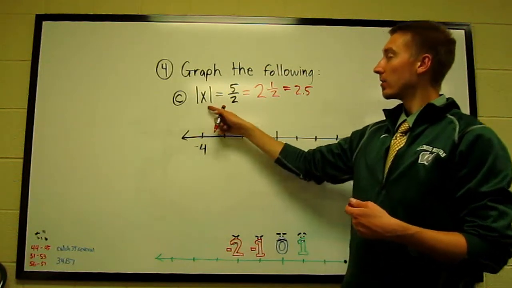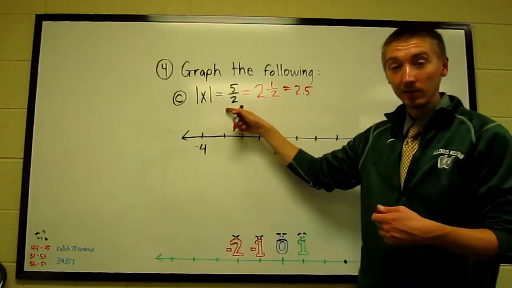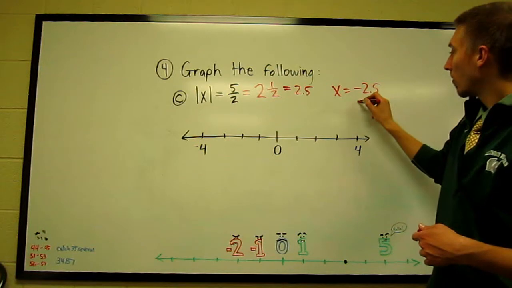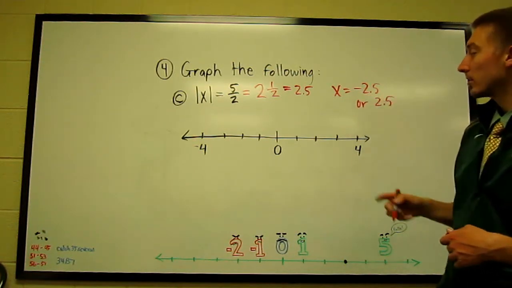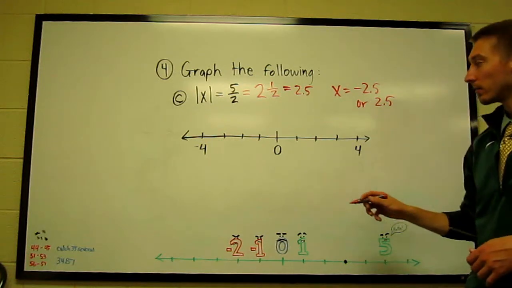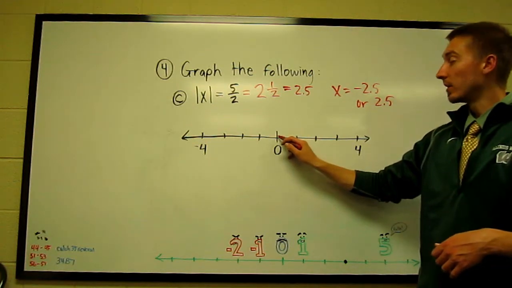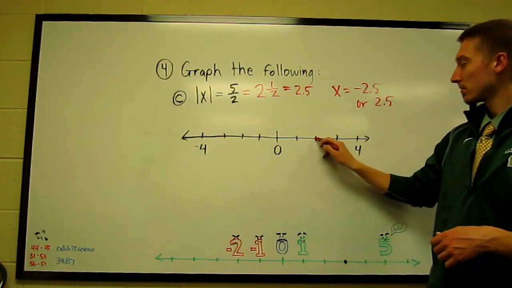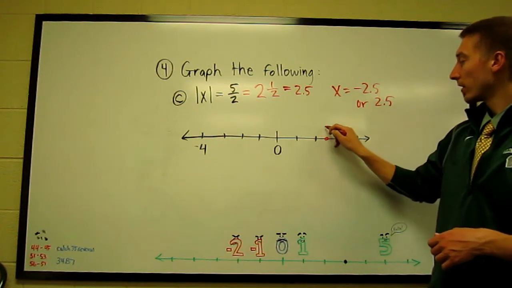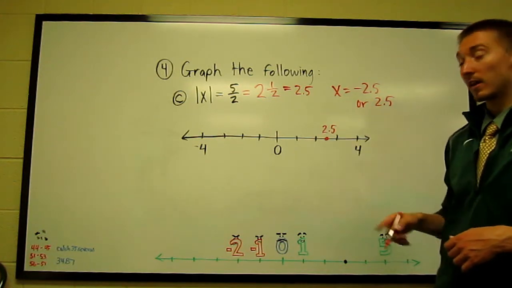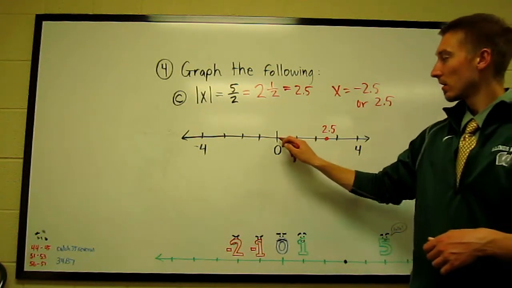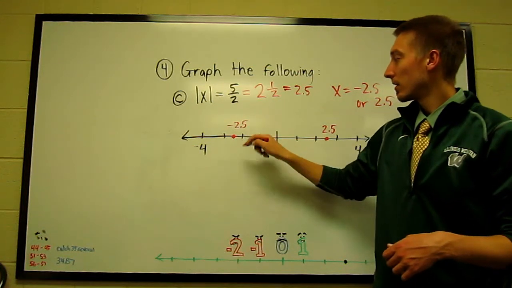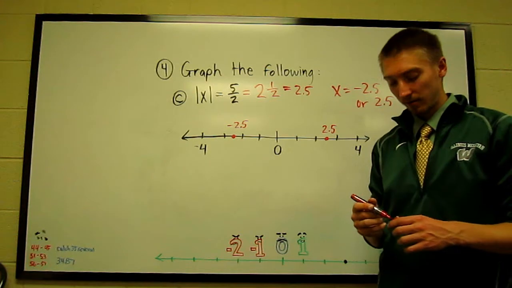Now, if the absolute value of x equals 2.5 or any of these other ones, x can equal negative 2.5 or 2.5. So we need to graph these two numbers on our number line. So we're going to go to 0, and then either to the right or to the left, 2.5 units. Doesn't matter which one we do first. So I'm going to go right. And 2.5 will be right here. 2.5. That has a distance from 0 of 2.5 units. If you go to the left, to negative 2.5, that also has a distance from 0 of 2.5 units.